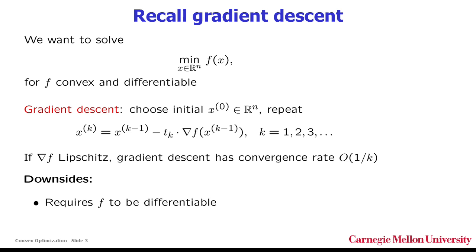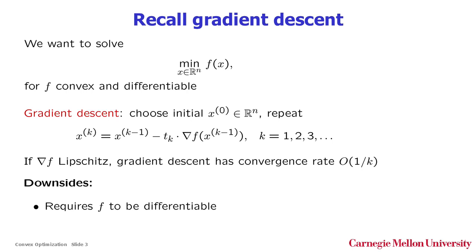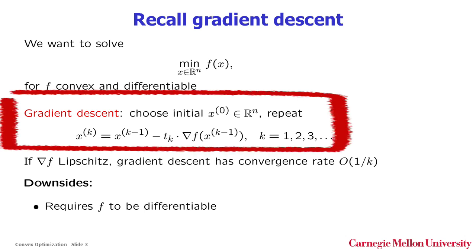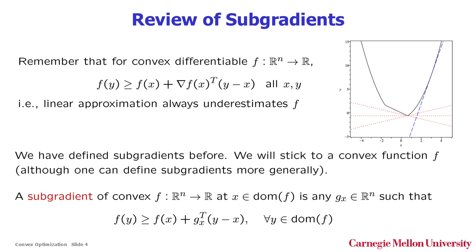As a reminder, the gradient descent update rule was just this: x_k equals x_{k-1} minus step size t_k times the gradient of f at x_{k-1}. Here, k is the iteration number, t_k is our step size, and we start this update rule from some x_0 n-dimensional point. We will be interested in optimizing convex non-differentiable functions.